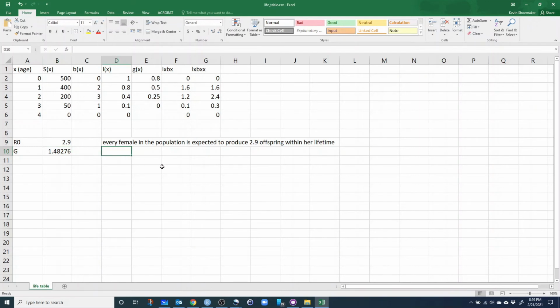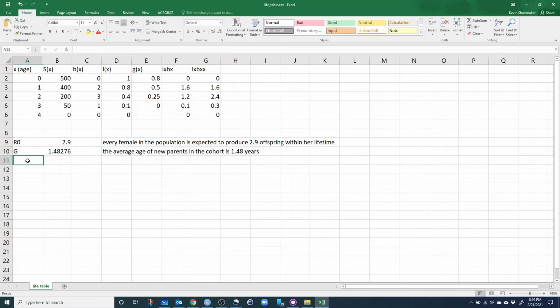So this is saying that the average age of new parents in the cohort is 1.48 years. That's an estimate of the generation time.